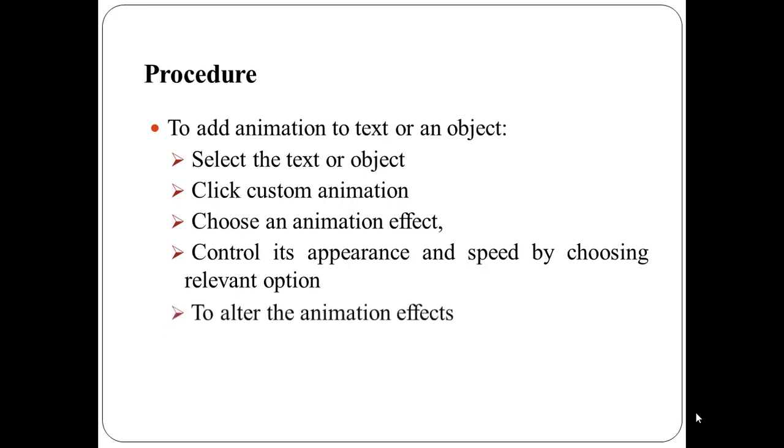You can also alter the animation effect. To do this, select the text or object, then remove the applied effects with its settings. Select the new effect and then click the type of animation, and then control its appearance and speed by choosing the relevant option.